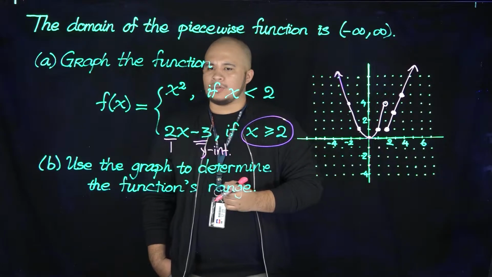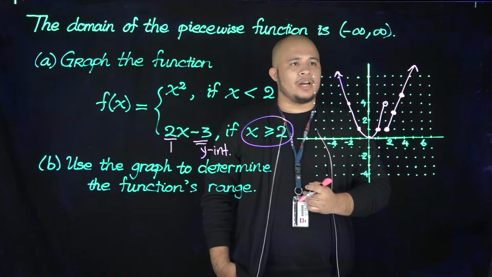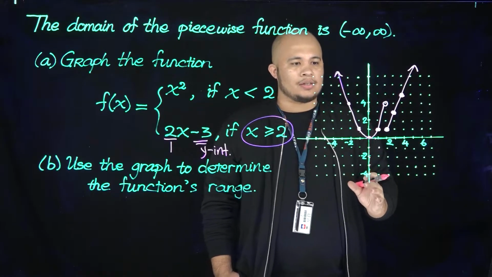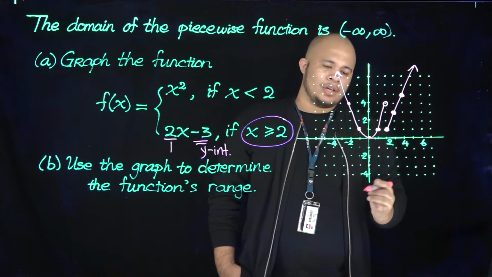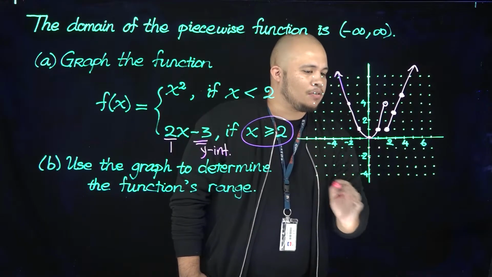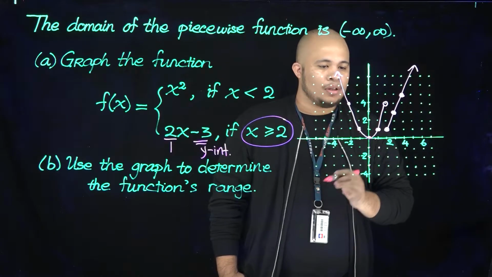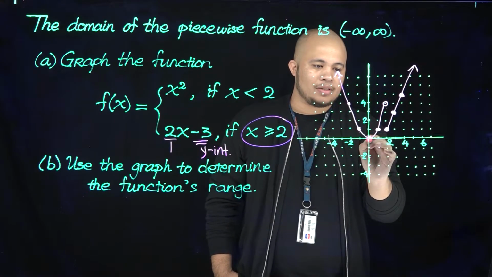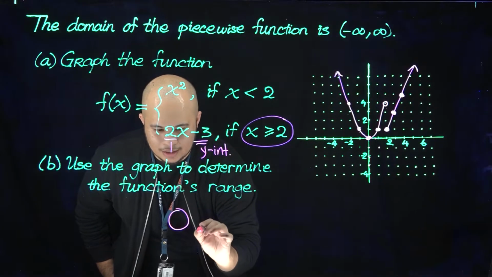Part B, use the graph to determine the function's range. When we're looking for range, we're interested in seeing what part of the y-axis the function covers. What part of the y-axis does the graph cover? If you notice down here, the graph doesn't cover the bottom part of the y-axis. That is not part of the range. The first part of the y-axis that is covered is right here at 0. So our range begins at 0.